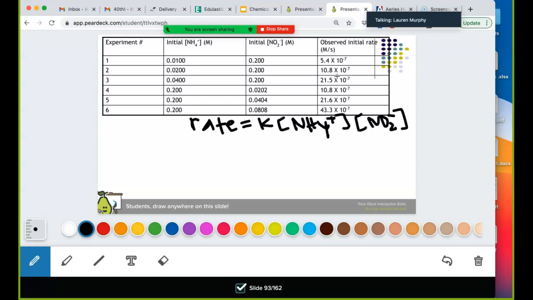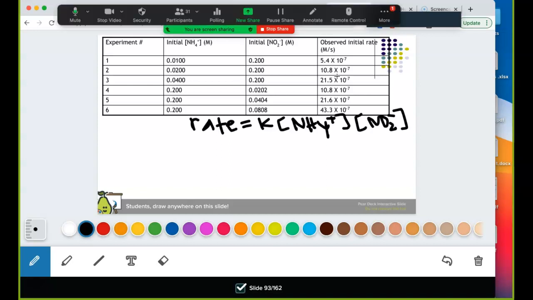What changes the rate law constant, K? If you're doing the same experiment, assuming you're not changing the experiment that you're doing, so if you're reacting ammonium with nitrite, what is the only thing that can change the rate law constant, little k? Do you remember? Temperature. And we'll talk more about why later.